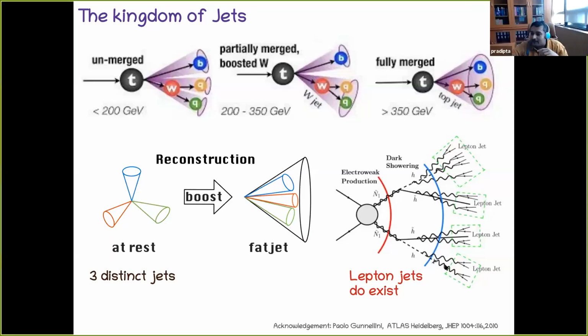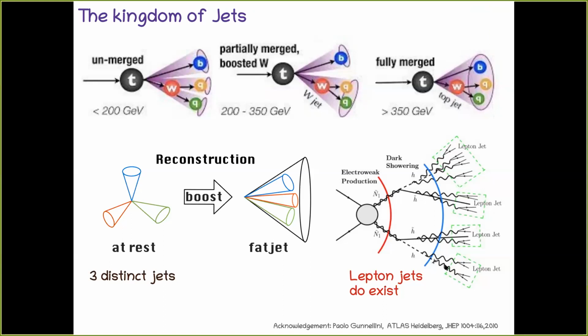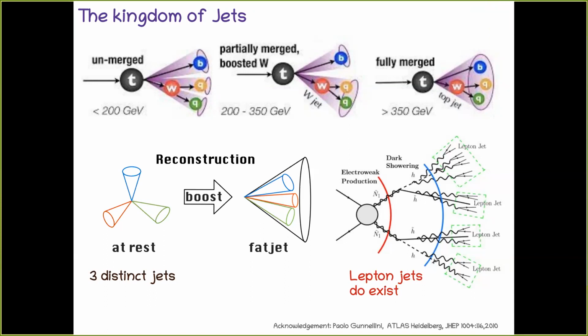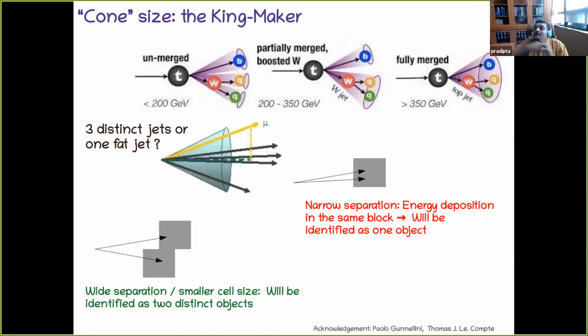Sometimes it is also possible that you have a pair of electrons which are not well separated because they are coming from a mother which is moving very fast. So in that context, there is a possibility at the LHC also to see a pair of electrons clubbed together inside a cone, and that is often known as the lepton jet. So lepton jet is not something very unpopular, but typically jet means. Now, why is this jet so important?